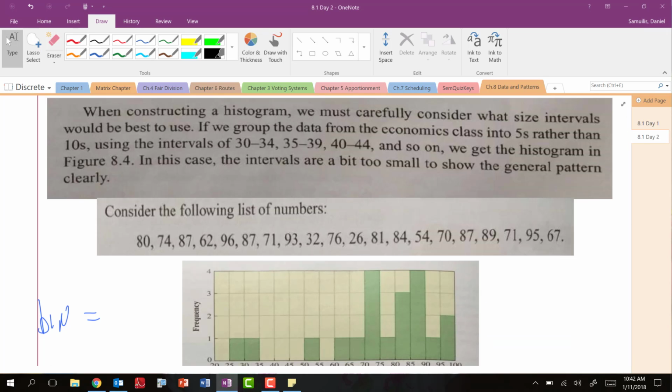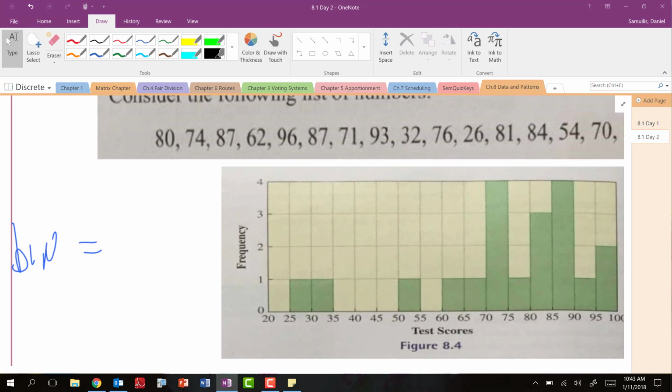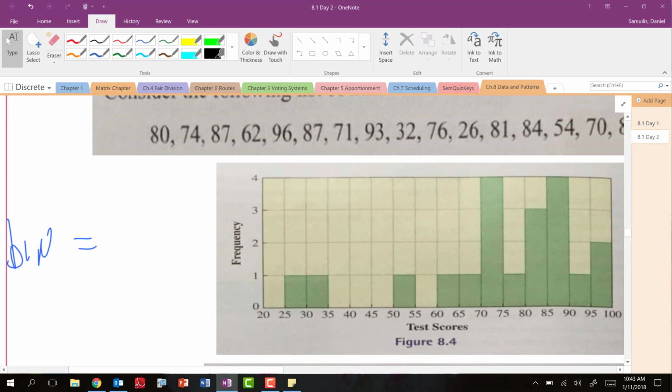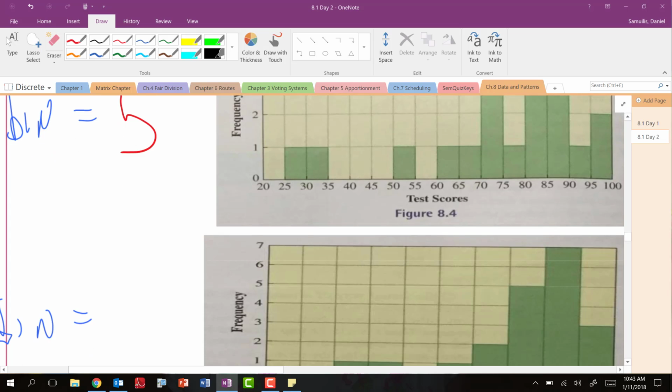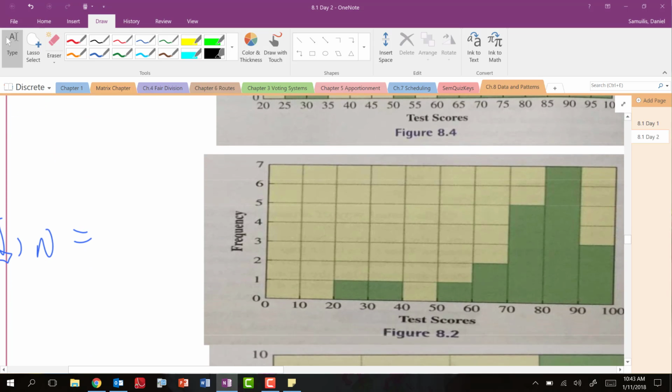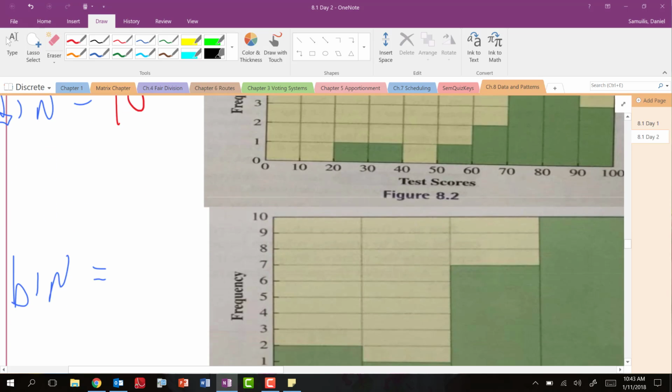Don't write this down, but this was the point: you can manipulate the picture depending on your choices. So this is a different set of data, 80, 74, 87, probably a little bit better set of grades there. And then here's a bin size of, well, you tell me, what's the bin size of that picture? Should be simple. What's the bin size? Maybe it's not simple. Okay, 5. That data right here, what's this bin size? Same data. 10. There we go. Now we're moving. What's this bin size?